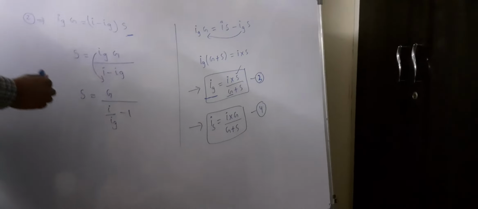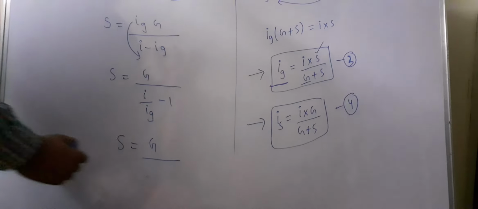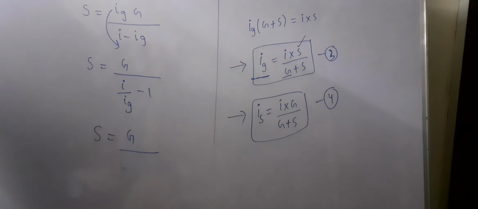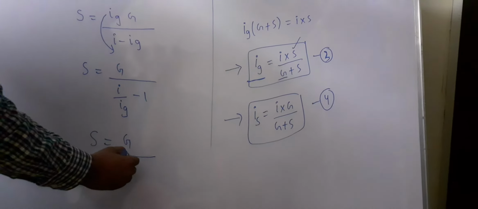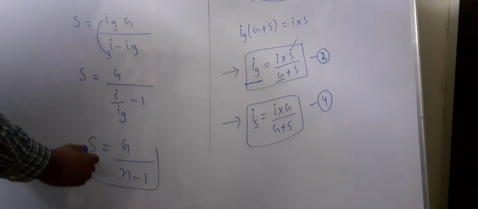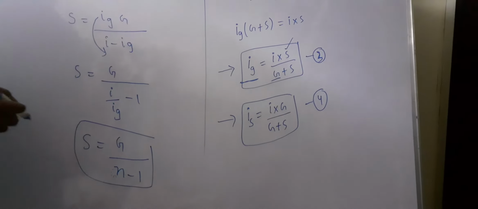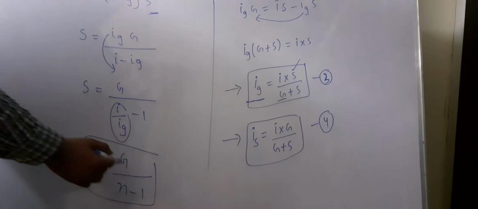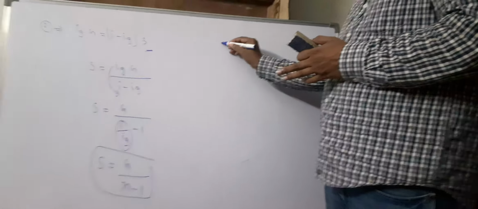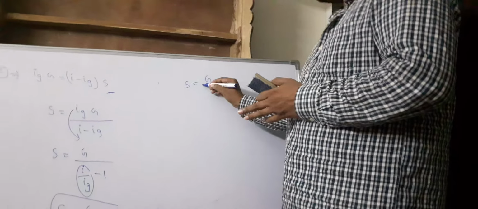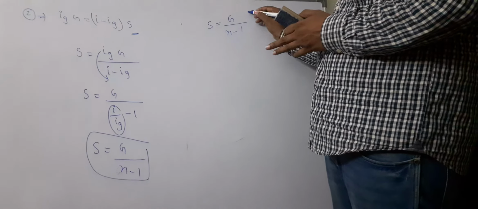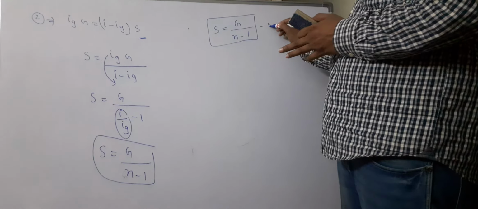Look here. According to this situation, S equals G by (I by Iz minus 1). Here I by Iz is called N. This is the very important formula. Here I by Iz is written as N, and N is called the range of ammeter. Once again I repeat, what is the formula for shunt? G by N minus 1. This is equation number 5.